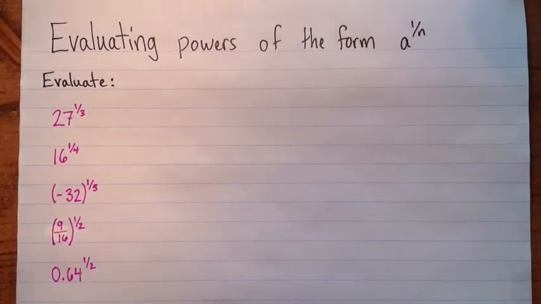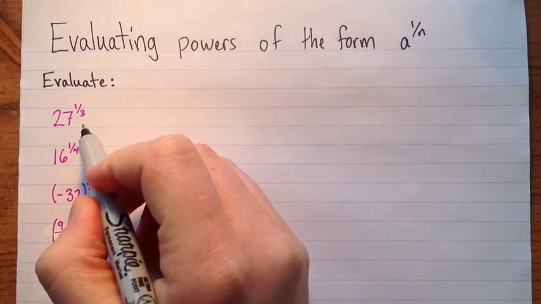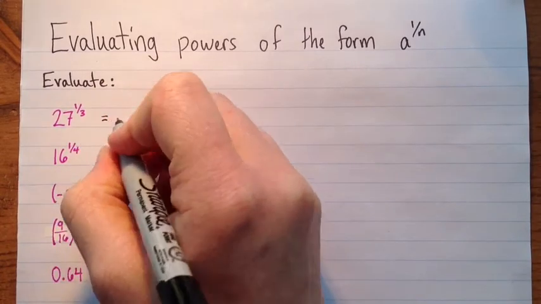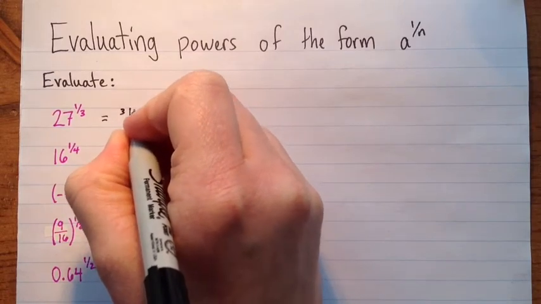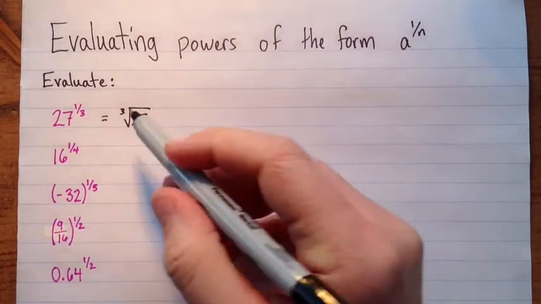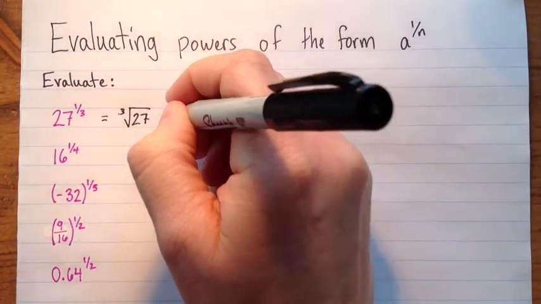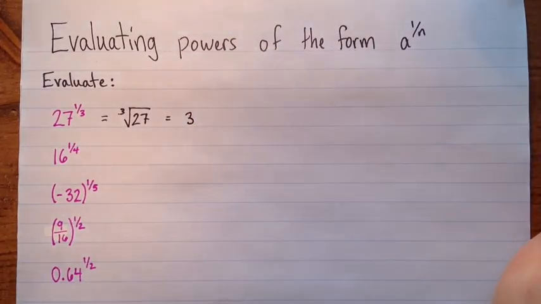Okay. So first of all, let's look at 27 to the exponent 1/3. So we know that this is equal to the cube root of 27. And we say the cube root of 27 is the number that if you multiply it by itself 3 times, you get 27. And that number is 3, because 3 times 3 times 3 equals 27.